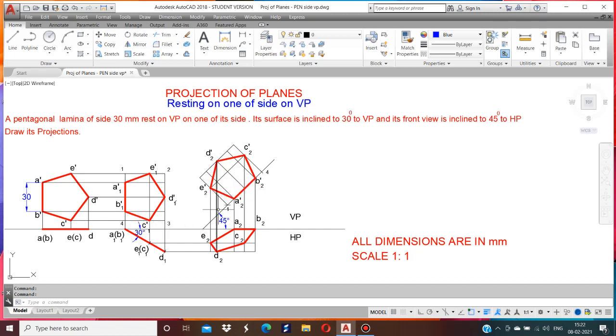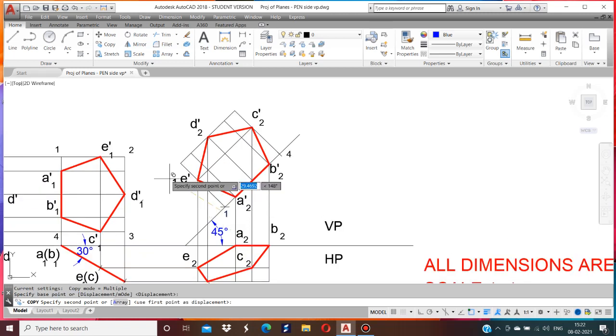Now from 1 to 2, measure using compass. From 1, cut an arc in the perpendicular line and mark as 2 here. Okay. So I will mark 2 now. Here mark as 3. Okay.